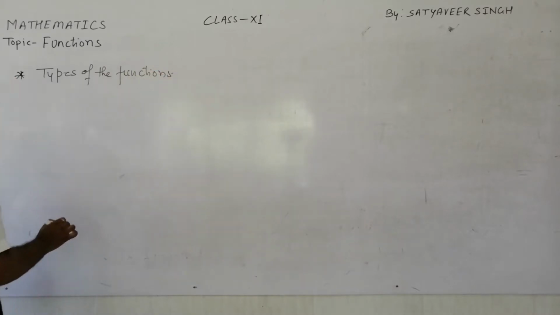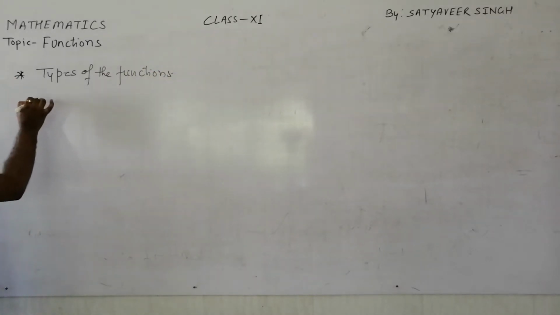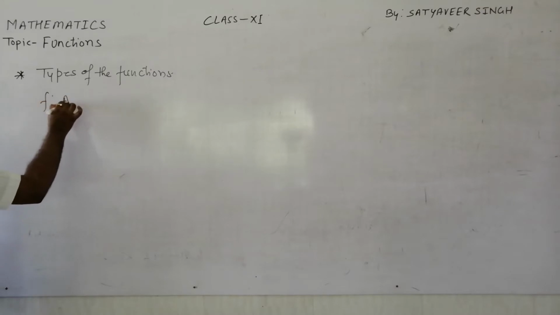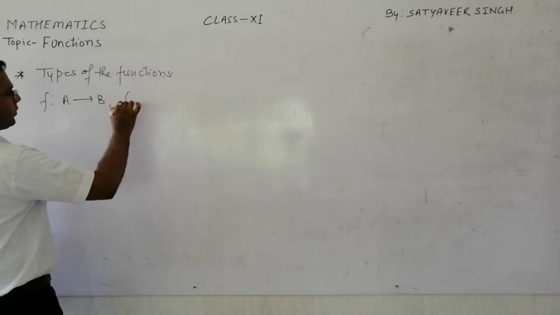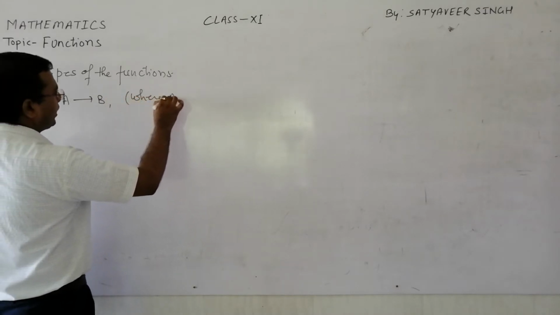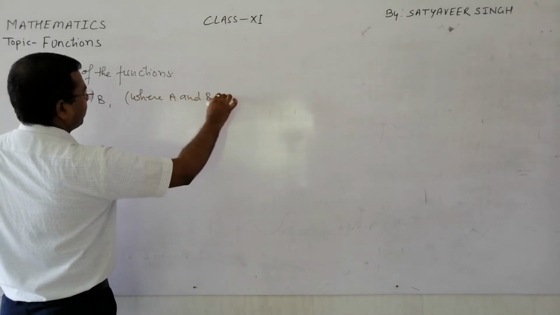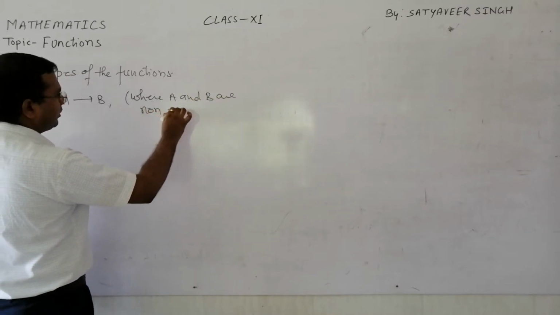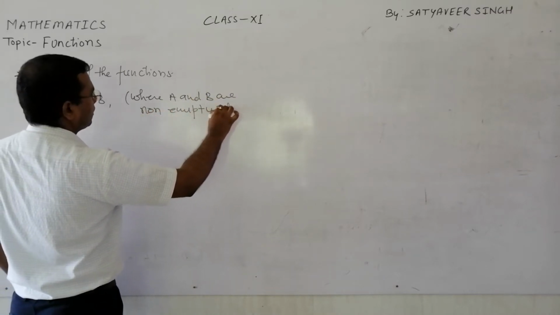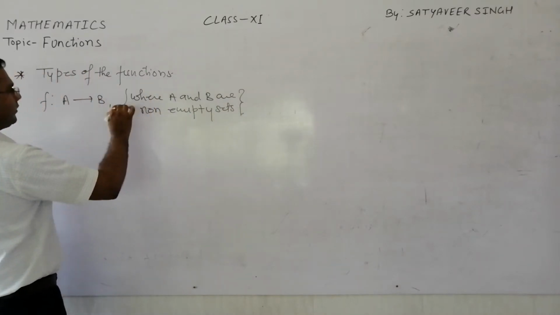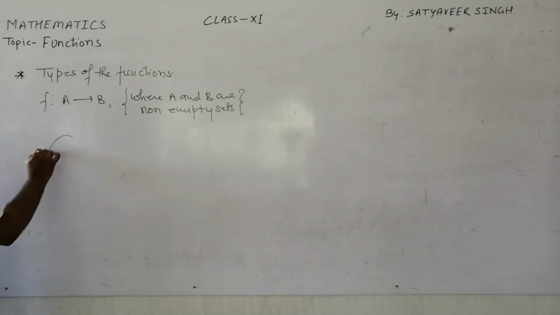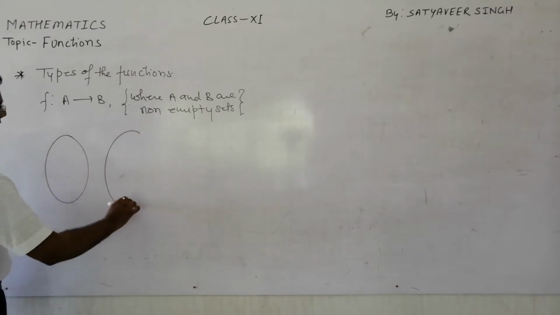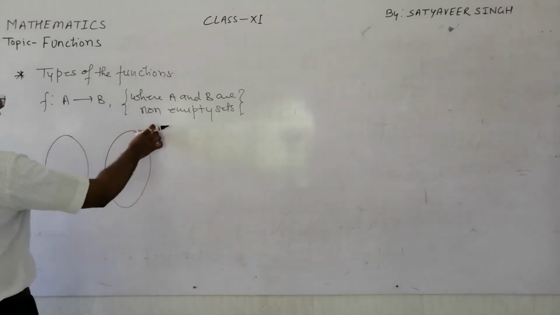See student, although we have studied the function, like we are talking about f as a function from set A to set B, where A and B are non-empty sets. According to this also, if we use the Venn diagram, we can understand better. There are some types of functions.